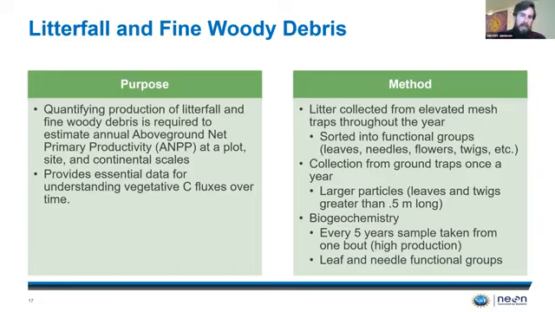This protocol also has a biogeochemistry element that we conduct every 5 years. On that interval, we take a sample from our highest litter production bout during the year, and we use the leaf and needle functional groups from that sampling bout for chemical analysis. So carbon, nitrogen content, isotope ratios, lignin, as well as archive samples.